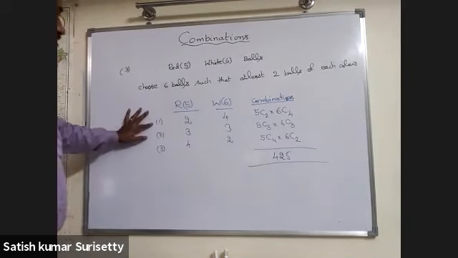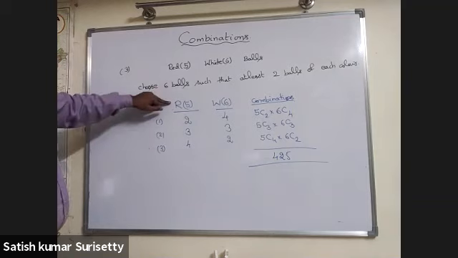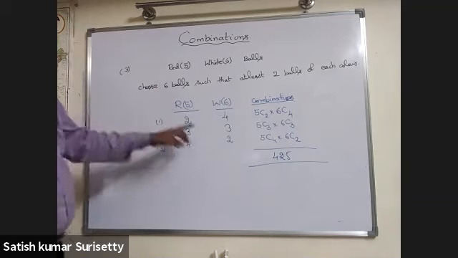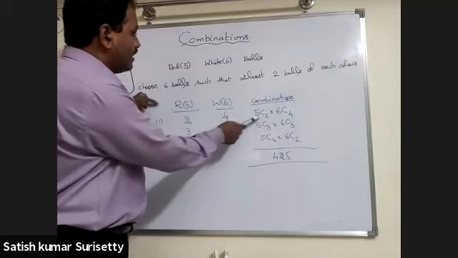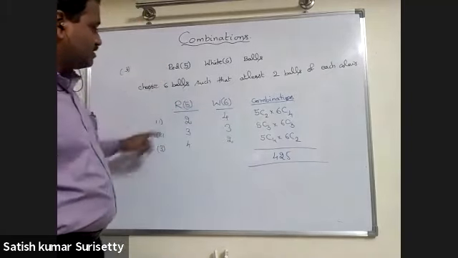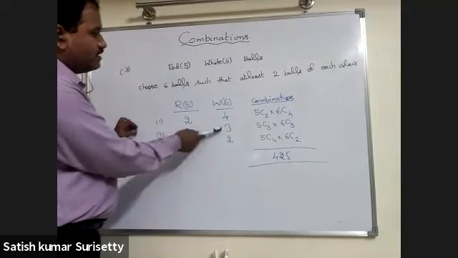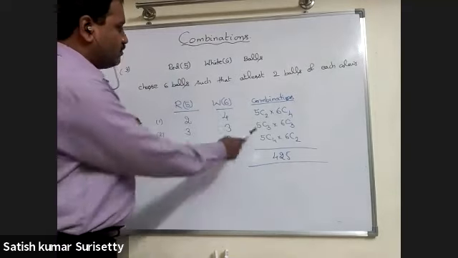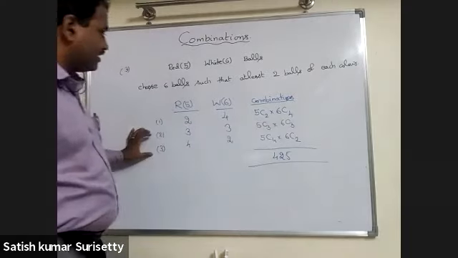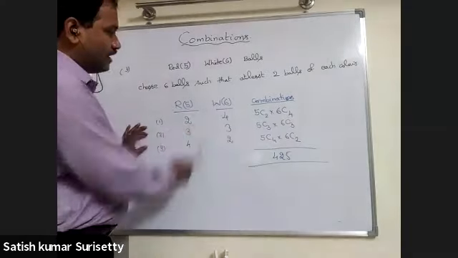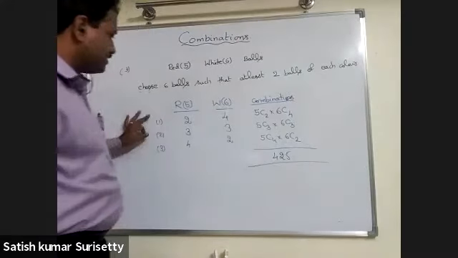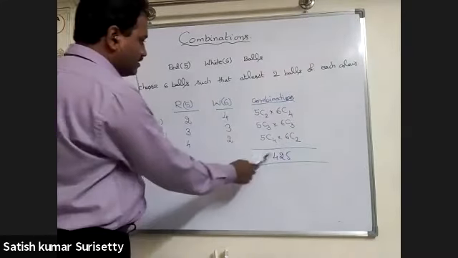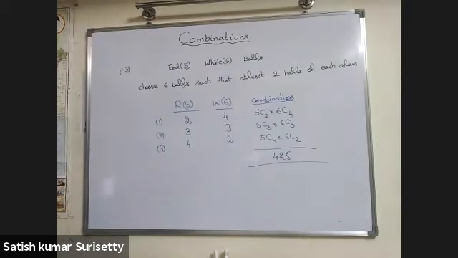So there are 3 cases possible. So if I choose 2 red balls and 4 white balls, the number of ways of selection is 5C2 into 6C4. Second case, 3 red and 3 white. So 5C3 into 6C3. Third case, 4 red and 2 white. So number of ways of selection is 5C4 into 6C2. Because these are the different cases, you have to add all this and simplify. So the value will be 425.